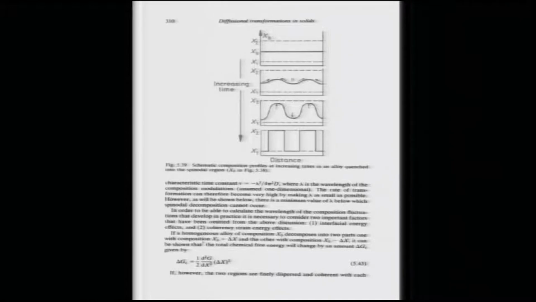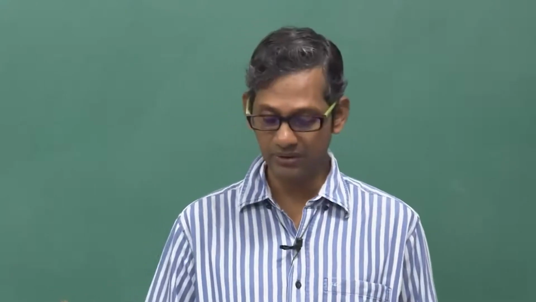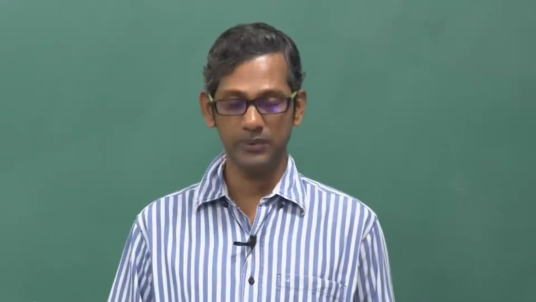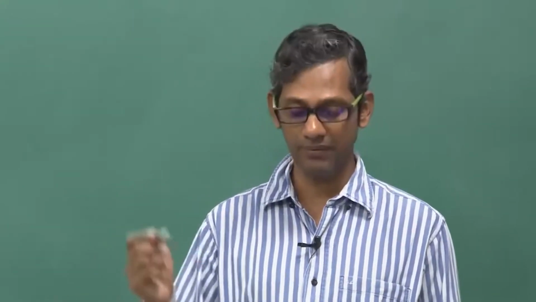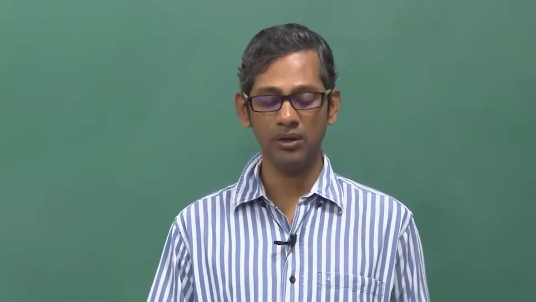Now, in order to know the wavelength, I discussed in the last class about this. In order to know the wavelength of the compositional fluctuations, we need to develop free energy expressions. There are 3 free energy components. One is the chemical free energy part, which is given by half of the double derivative of G with respect to x multiplied by delta x square, where delta x is the composition fluctuation. This is very simple because there is no need of discussing this much more.